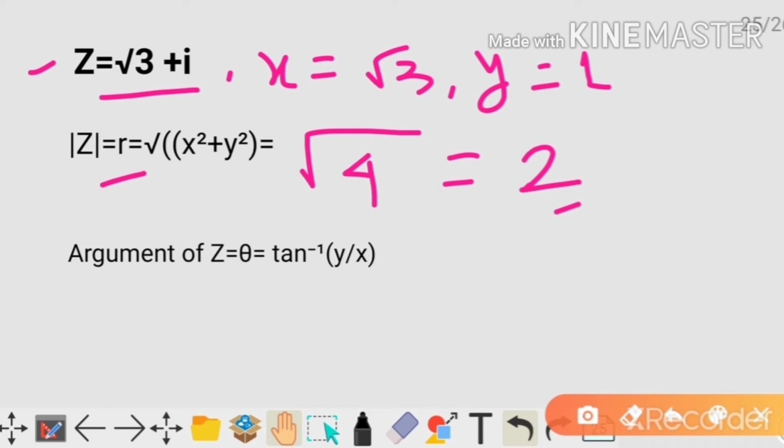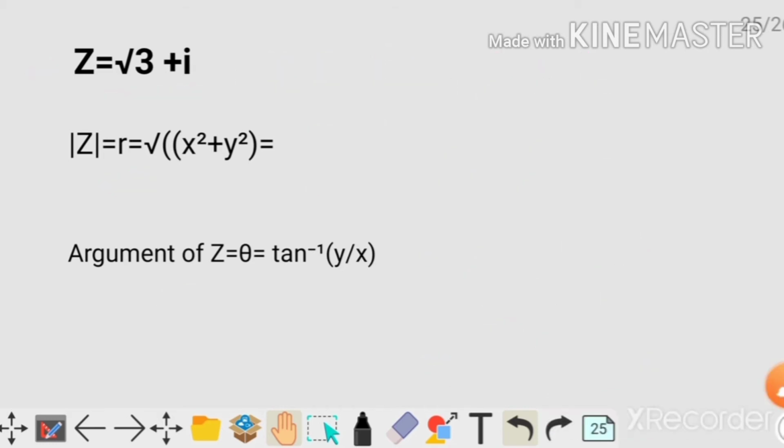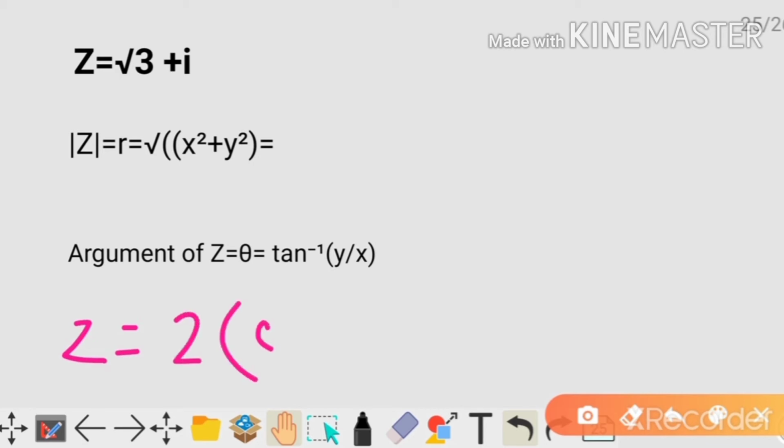Now for the argument of z, theta equals tan inverse y by x. That means tan inverse 1 by root 3, and tan inverse 1 by root 3 is equal to pi by 6. So we get that r equals 2 and the argument of z equals pi by 6. So the polar form will be z equals 2 into cos pi by 6 plus i sin pi by 6.